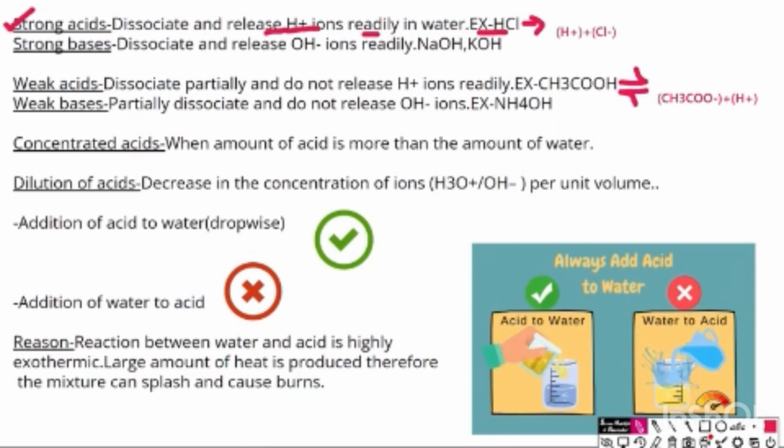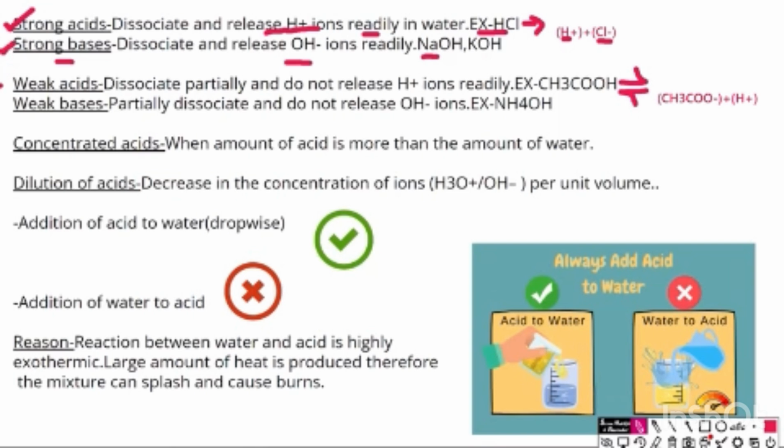For example, here you have HCl. As soon as it comes in contact with water, it breaks down or dissociates into H positive and Cl negative ions. It gives out this H positive ion, which makes it a strong acid. Then we have strong bases. Strong bases release OH negative ions readily in water. So this NaOH will completely dissociate and form Na positive and OH negative ions, making it a strong base.